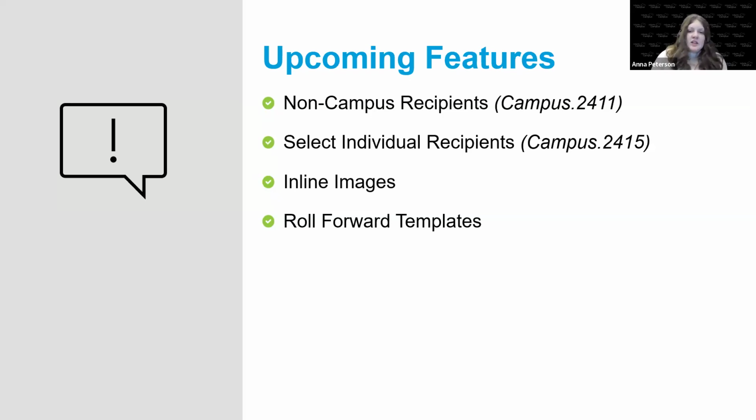The other two pieces of functionality that I know are coming, but I don't have a date on those yet, are inline images. So being able to add an image that you upload from your device to a message as opposed to having to link to a publicly available image. And then we'll also be adding the ability to roll templates forward. So if you have a great template you set up this year and you want to be able to use it next year, we'll have the option to roll those forward into the next year so you can continue using those.